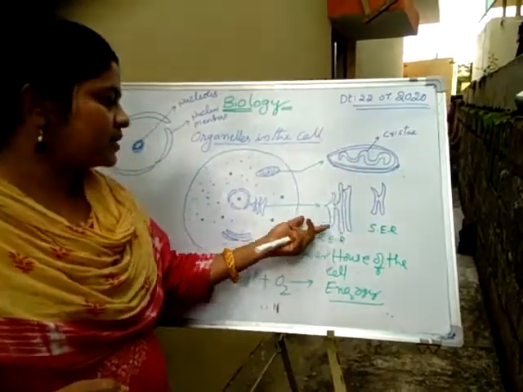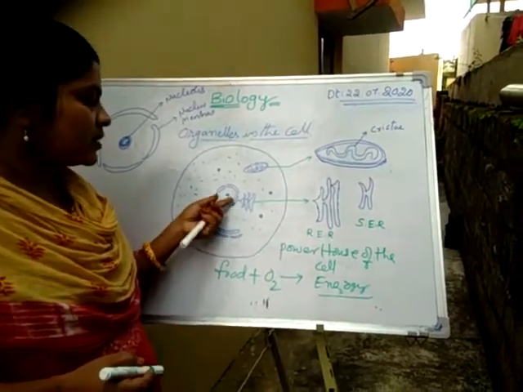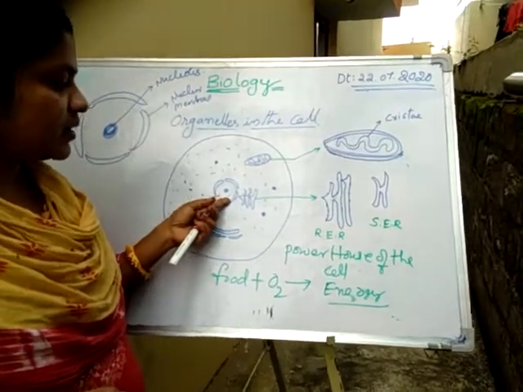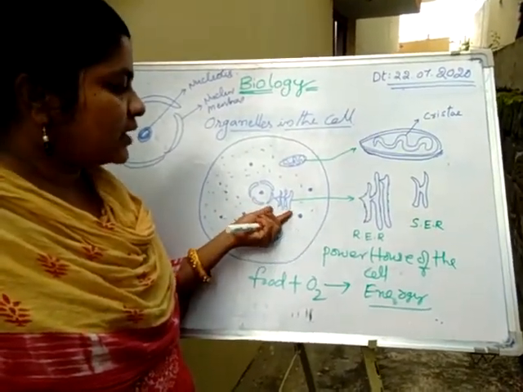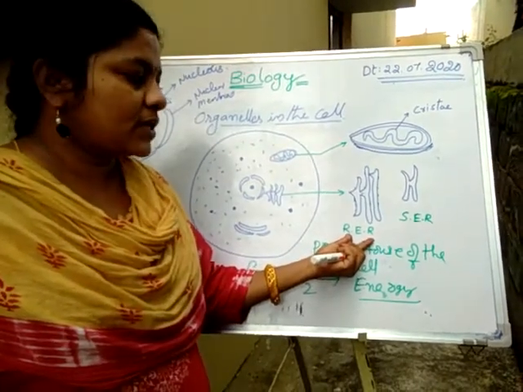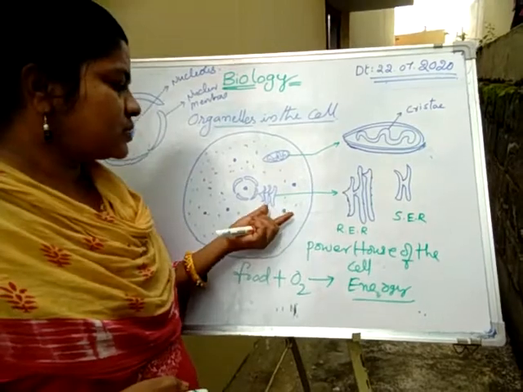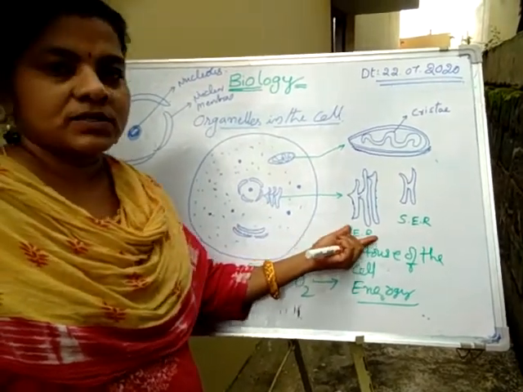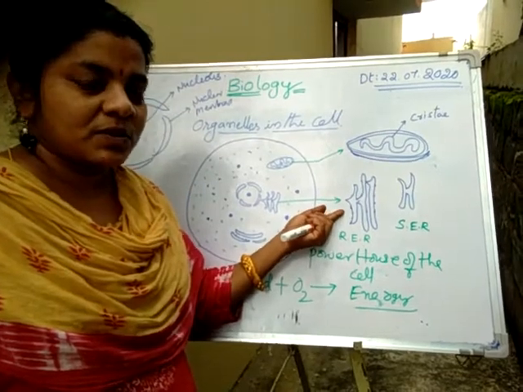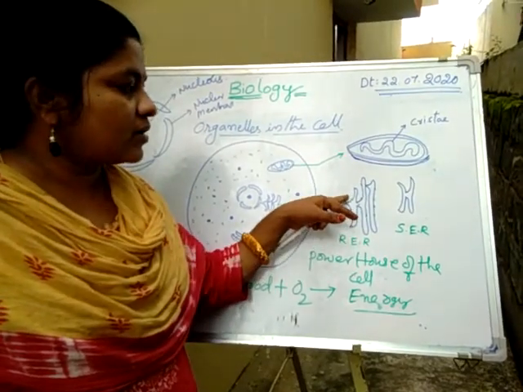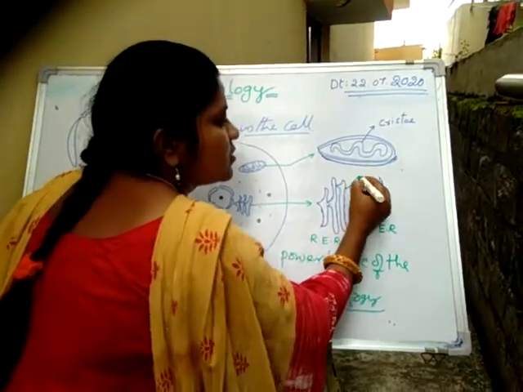The other part is the endoplasmic reticulum. Endoplasmic reticulum is elongated from the nuclear membrane. It is near the nuclear membrane. It is of two types, rough endoplasmic reticulum and smooth endoplasmic reticulum. And what are the uses and functions of this endoplasmic reticulum? If you observe the rough endoplasmic reticulum, we can observe small dot-like structures. Those are called ribosomes.